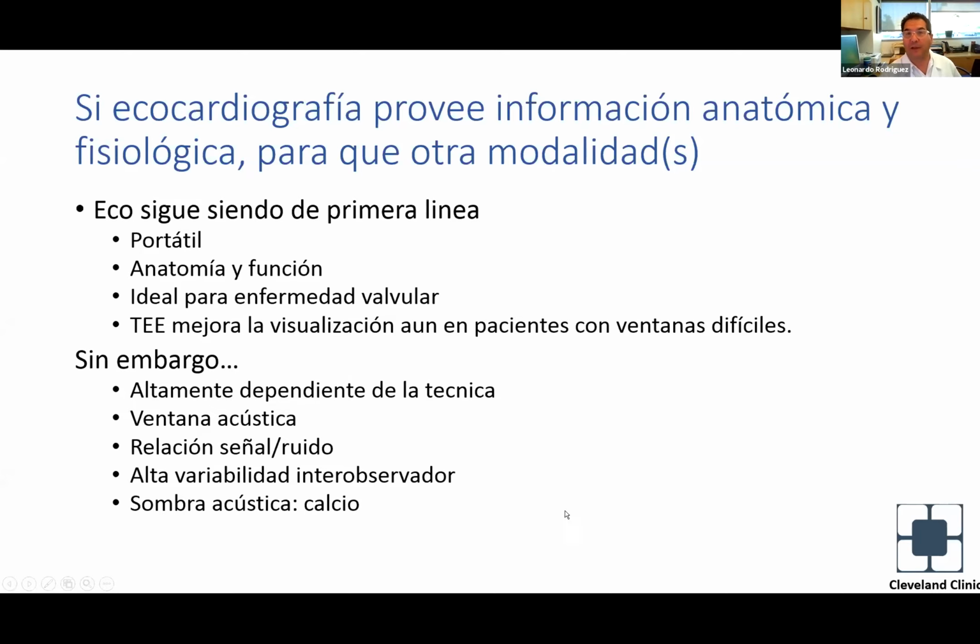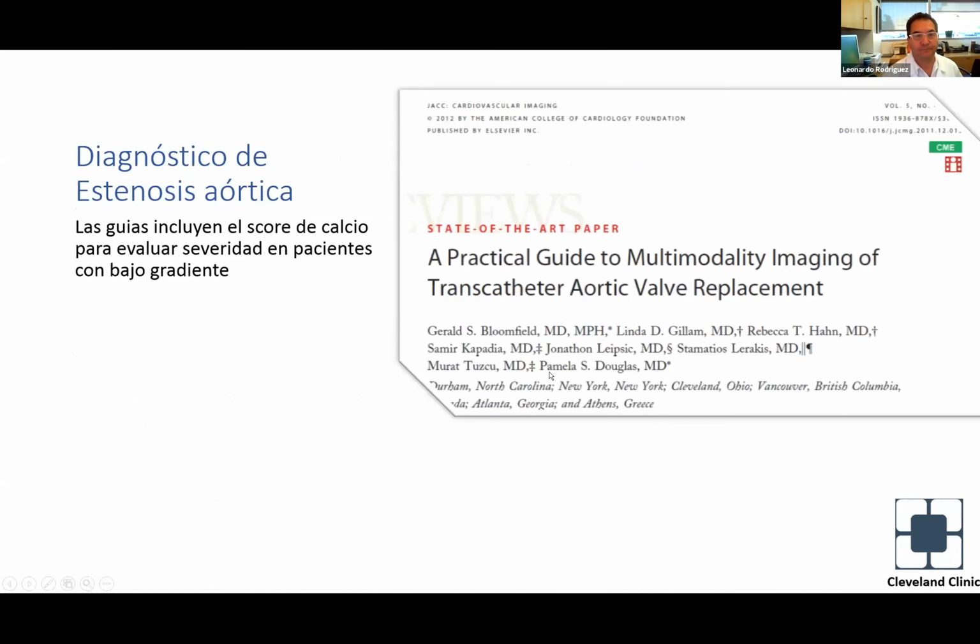Y la interpretación, que en muchos aspectos es solamente semicuantitativa, depende de la experiencia del observador. Y finalmente, en válvulas calcificadas, la sombra acústica que producen estas válvulas oscurece en muchos casos el área subaórtica y no permite ver el anillo bien.